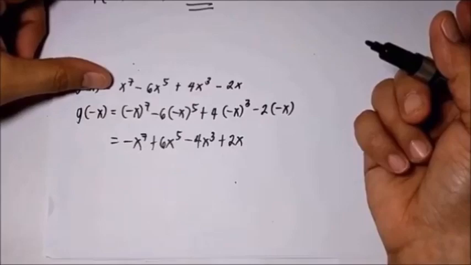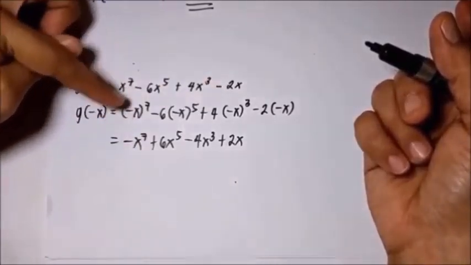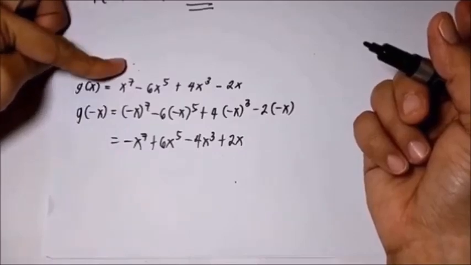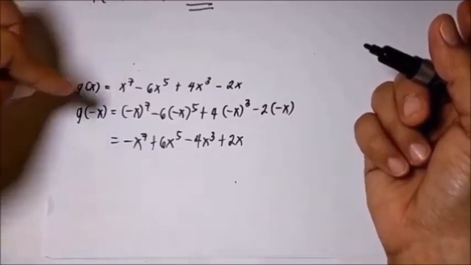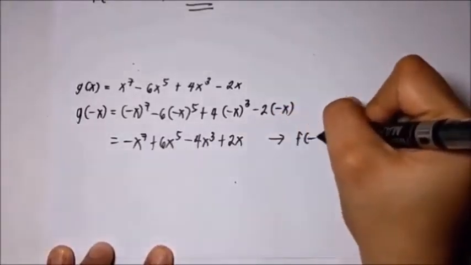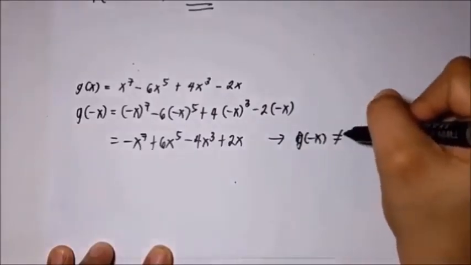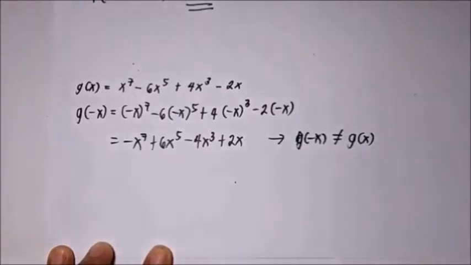The given is positive x raised to 7, negative, and then positive, negative. So they are not equal. f of negative x is not equal to f of x. So let's try factoring. With this given, g of negative x is not equal to g of x. So definitely it is not even.